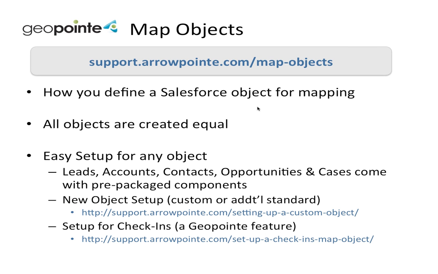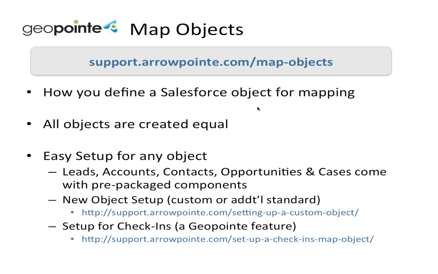And so this map objects are how you tell Geopointe what matters for mapping. All objects are created equal in the application's eyes. So whether it's a custom object you have, maybe you're in real estate and you want a properties object, or whether you're using the most popular one, which is accounts, map objects are how you define that, and functionality is the same. It's easy setup for any object, and we'll go through that in just a few minutes.